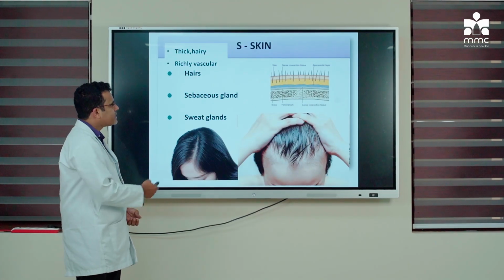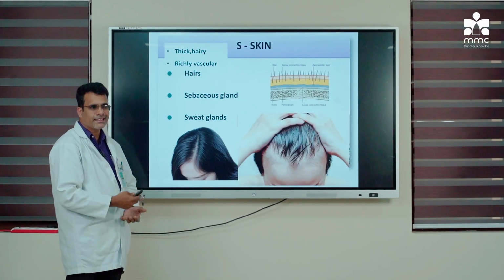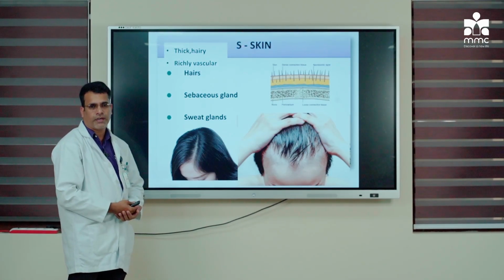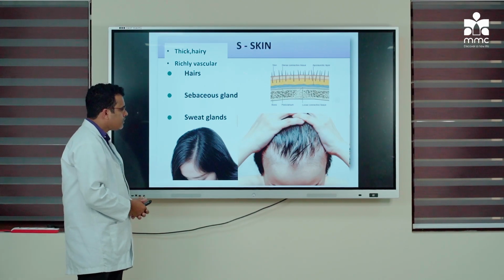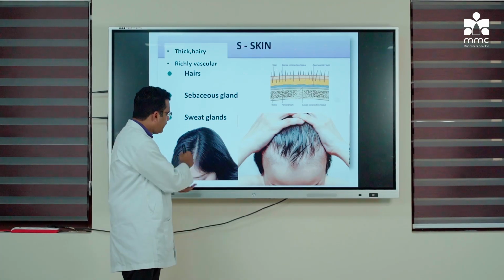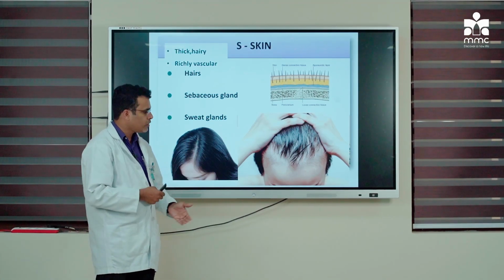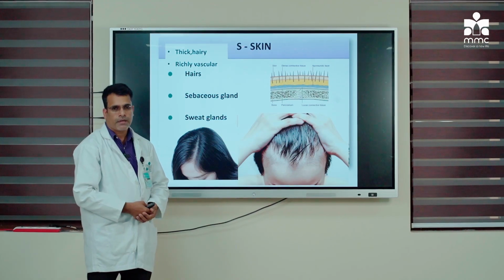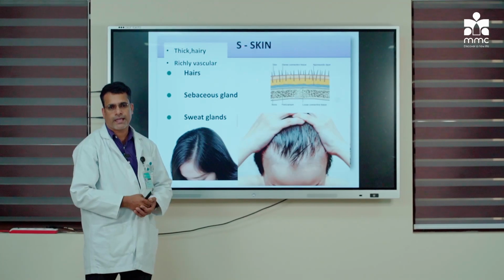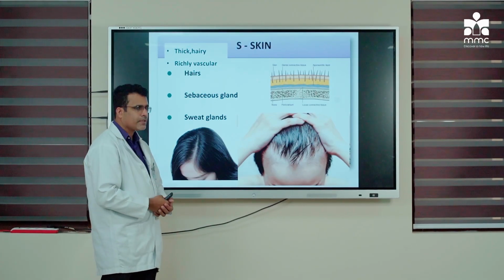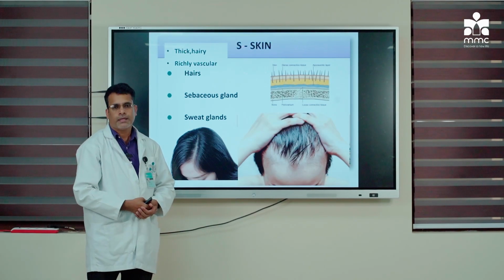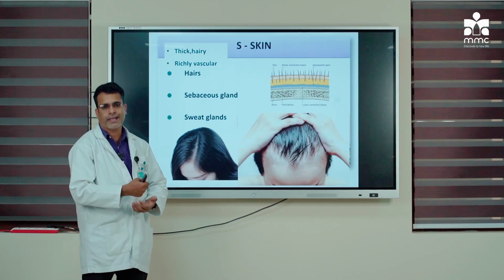The first layer of the scalp is the skin. Skin of the scalp is very peculiar. It's not similar to the skin of other parts of the body. The skin of the scalp is comparatively very thick, with abundant hair follicles, and this hair we usually call scalp hair. Additionally, the skin of the scalp has plenty of sweat glands and sebaceous glands, and it is richly vascular. This rich vascularity is an advantage because any injury to the scalp heals quite quickly. It won't take much time to heal.